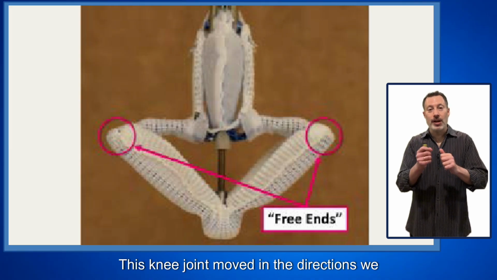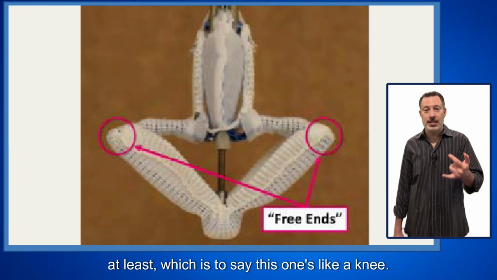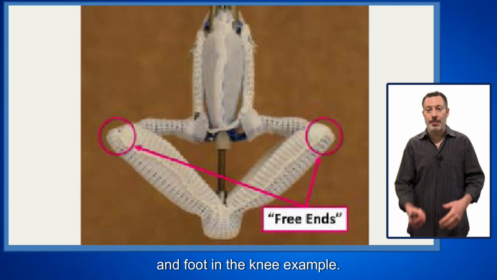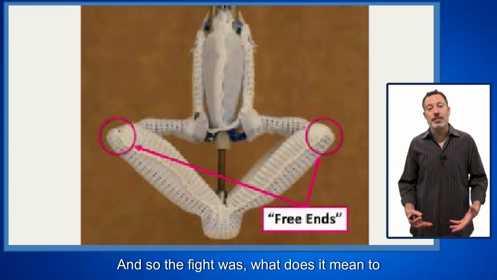This knee joint moved in the directions we needed, but it's not free in the same way, at least, which is to say this one's like a knee. It's connected on both ends, hip and foot in the knee example. Here you can see it's connected on both edges. And so the fight was, what does it mean to be free?